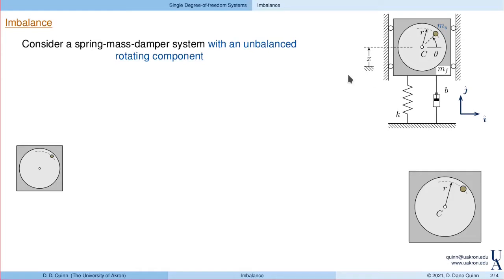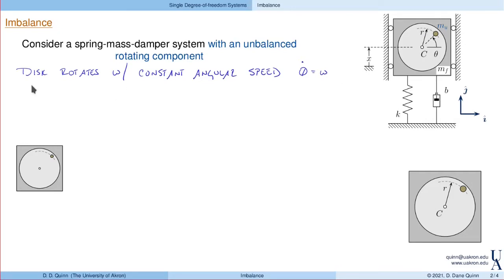Some important characteristics of this system. Well, first, we assume that the disk rotates with constant angular speed. Here, the angle theta describes the orientation of this disk. So the angular speed is theta dot. And again, we're going to assume that theta dot is omega, which is actually constant.